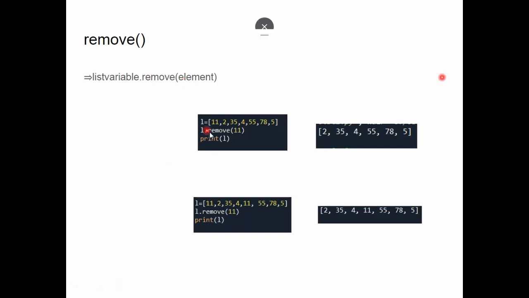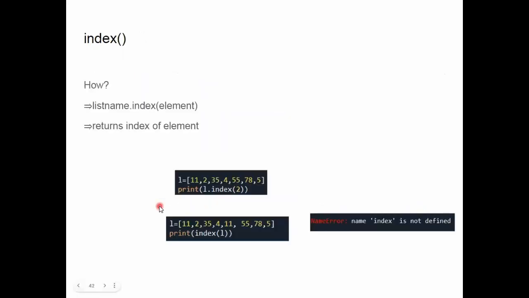So here L.remove(11), so 11 is going to be removed. Again, we are having this kind of list. If you want to remove 11, here the 11 is repeated twice, and if I use L.remove(11), the first occurrence of 11 will be removed from your list.